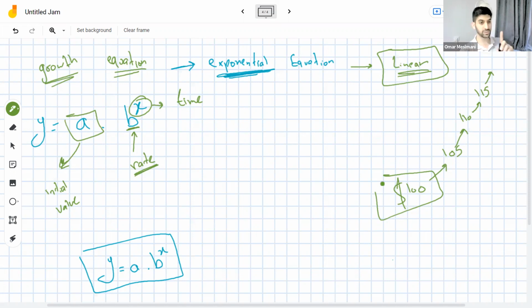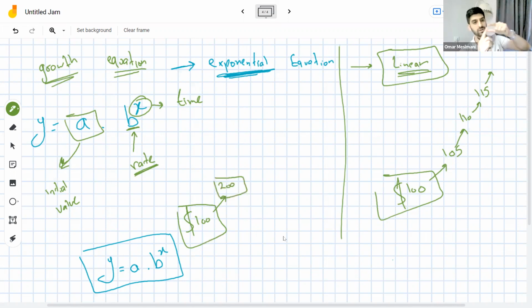But the exponential, for example: I have $100. In my first month, the 100 is going to double. Every month I double it. So in my first month I have 100, it's doubled, so it's 200. From the beginning to the first month, how much has it increased? It's increased by 100. For the next month, from 200, what is going to happen? It's going to be 400.